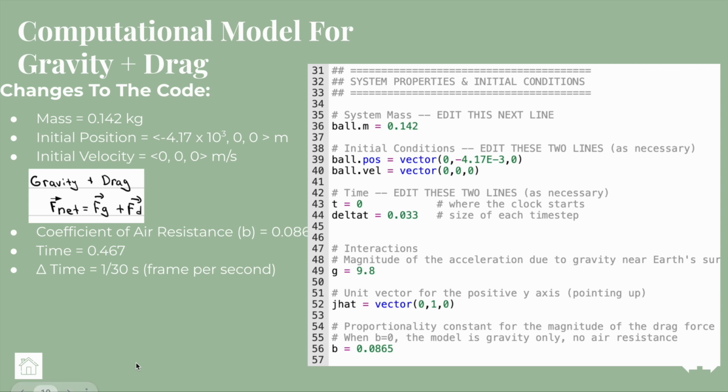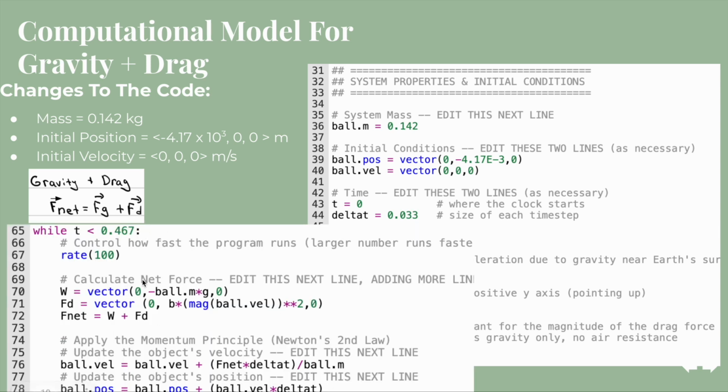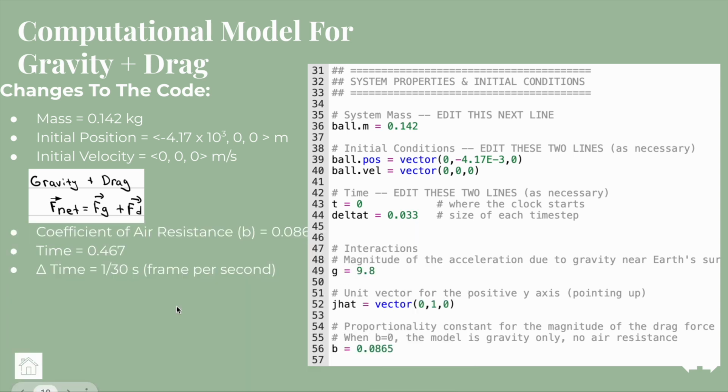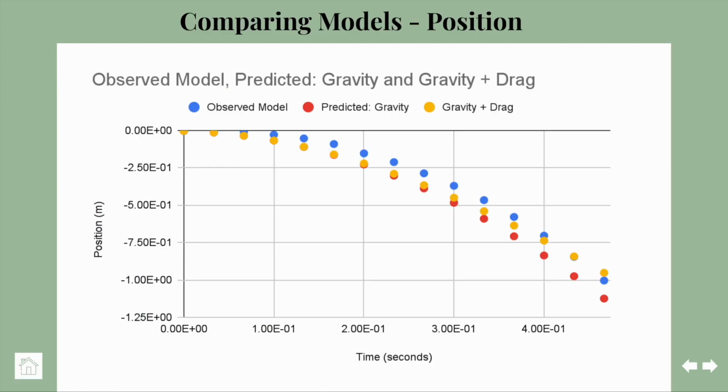We did the same exact thing for the computational model for gravity and drag, except that for F net, we have Fg plus Fd, which can be seen over here, and Fd involves the coefficient of air resistance, which is seen as B, and B equals 0.0865. So here we're comparing the models. As you can see, the observed model is closer to the computational model of gravity plus drag than solely gravity. This is because gravity plus drag includes the majority of the forces in the real world that would be affecting the ball as it's falling, while gravity solely is the acceleration downwards.